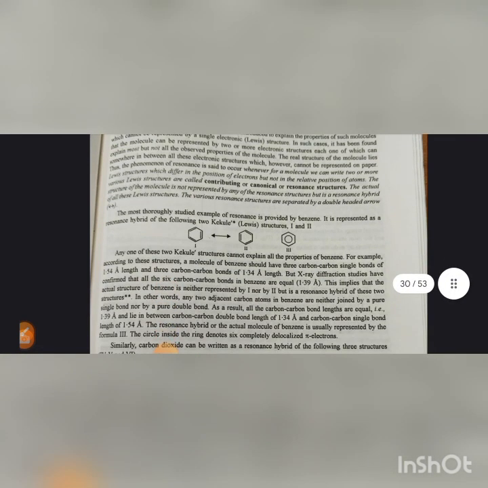The various resonance structures are separated by a double-headed arrow. The most thoroughly studied example of resonance is provided by benzene. It is represented as a resonance hybrid of the following two Kekulé structures, that will be shown in structure 1 and structure 2.